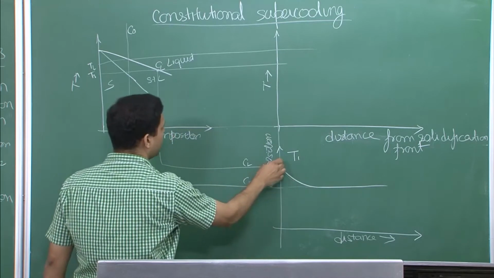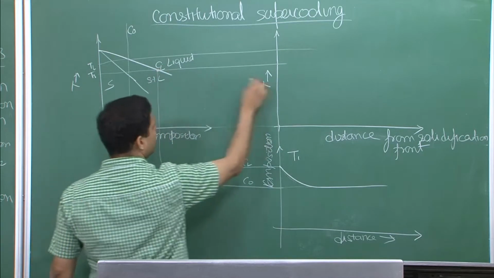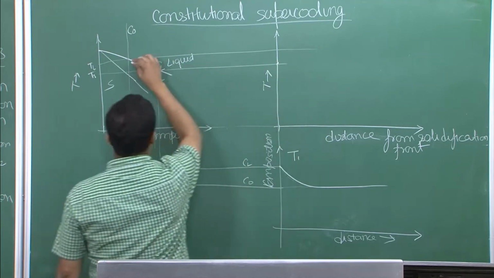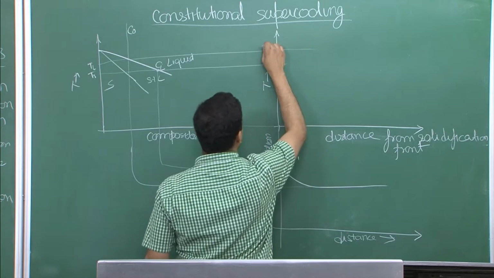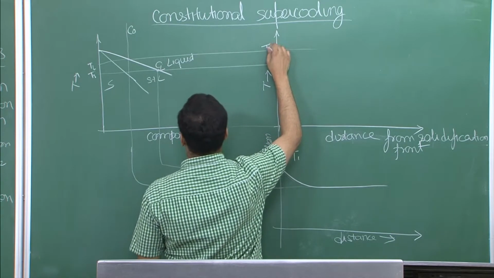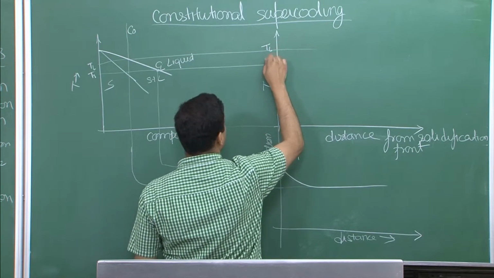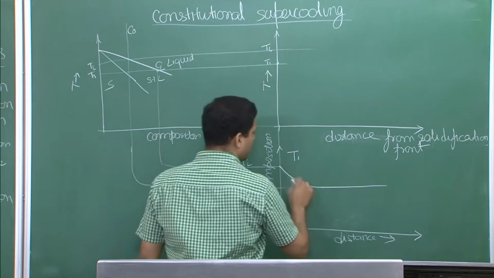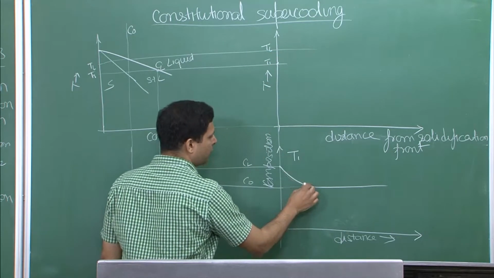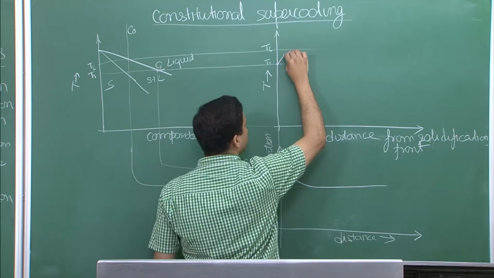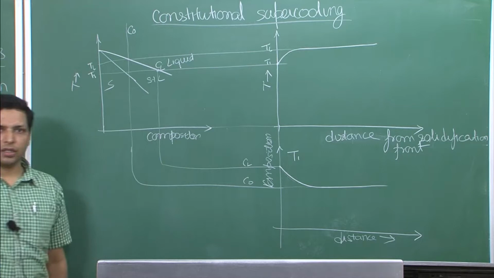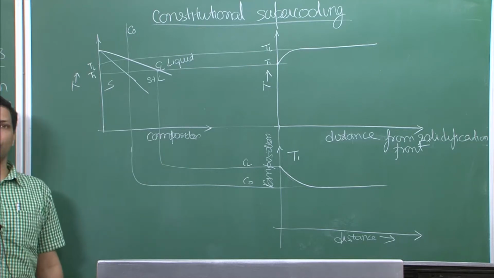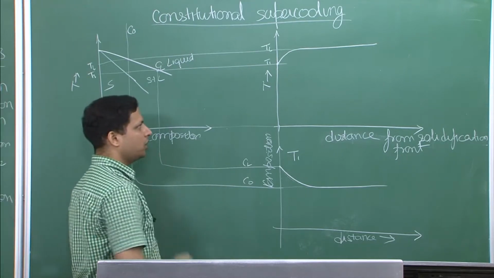So for this particular composition, this is your liquidus temperature. For this particular composition, this is the liquidus temperature. So somewhere over here, this is your TL, this is your T1, and therefore corresponding to each and every composition there will be a liquidus temperature, and the liquidus temperature versus composition plot would look like this.